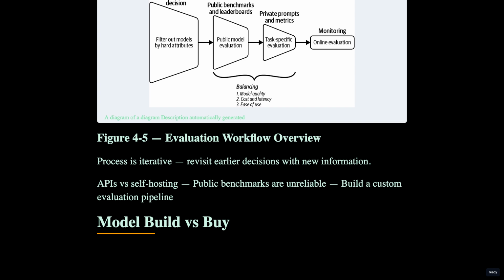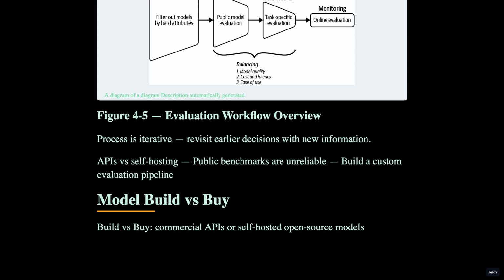your project. A core early decision is whether to buy model access via commercial APIs or to self-host open-source models. Since almost no company trains foundation models from scratch, this choice rapidly narrows your model candidates and sets the trade-off for cost, control, latency, and compliance.